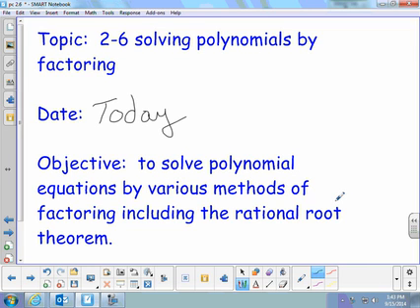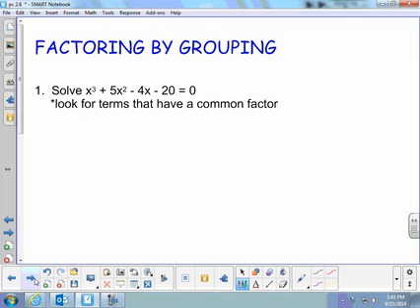Alright, today's lesson is 2-6. Today's date is today, and our objective is to solve a variety of equations by factoring, and we're also going to do the rational root theorem. So the first one that we're going to do is solve by grouping.